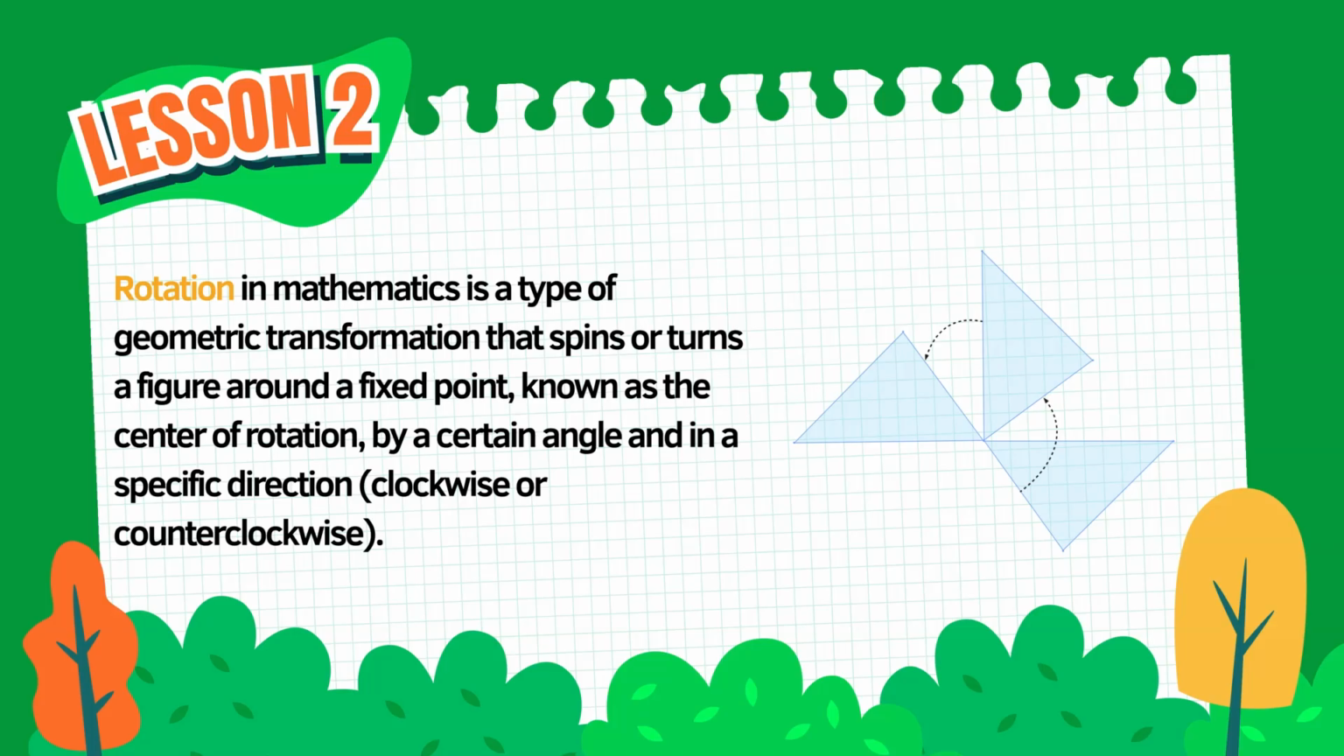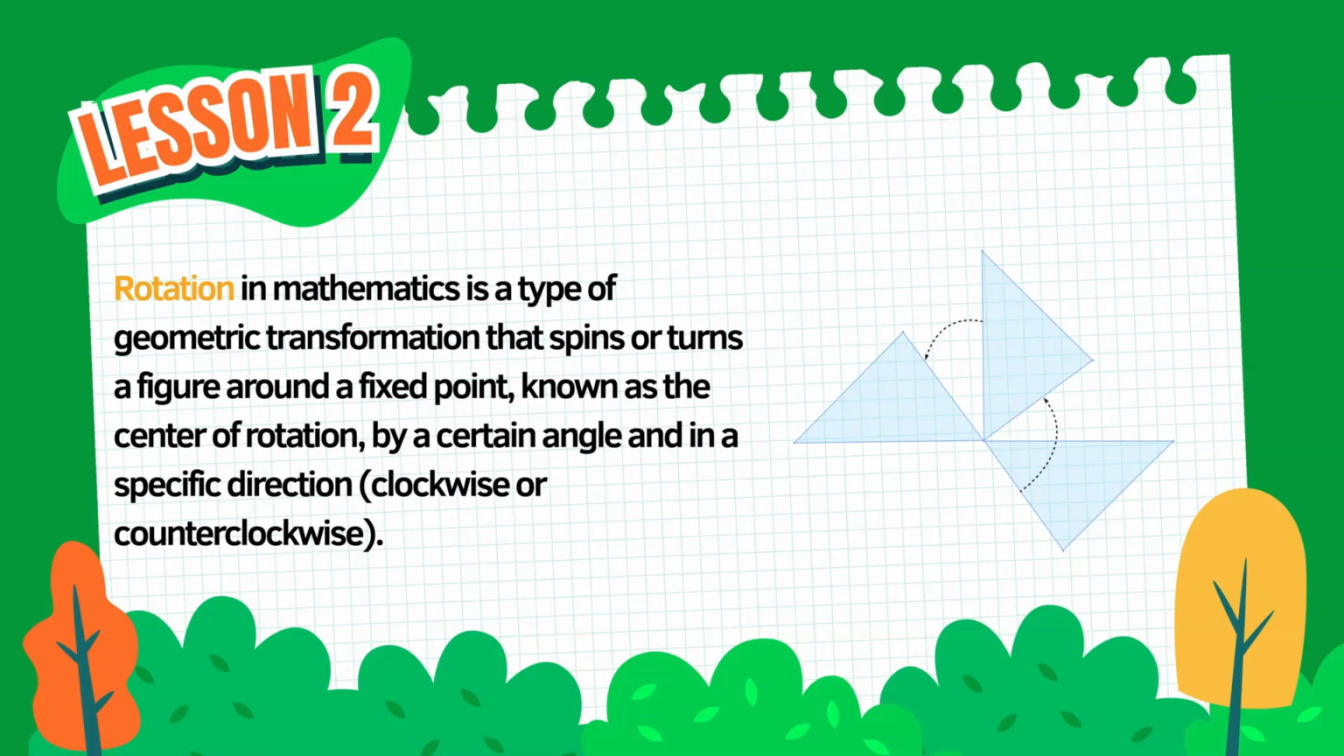3. Direction of rotation. The direction of rotation tells us which way the figure is turning around the center. There are two possible directions. Clockwise, or CW, means the figure turns to the right, just like the hands of a clock. Imagine turning a screw with a screwdriver, that's a clockwise motion. On the other hand, counterclockwise, or CCW, means turning to the left, opposite the direction of a clock's hands. Think of loosening a jar lid, it usually turns counterclockwise.